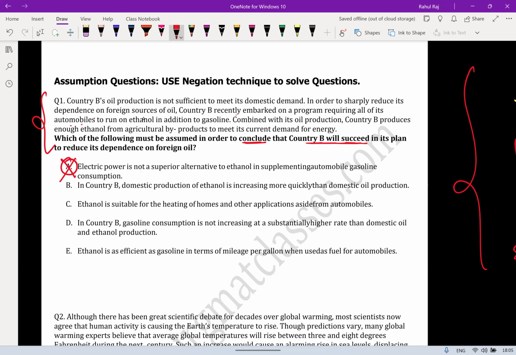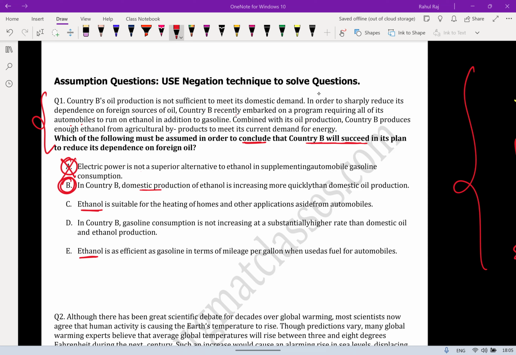Okay. B says in country B domestic product. I'll come down to B for sure. Wait. Let's look into C and E. Who has marked C and who has marked D? A lot of you have marked C and E. You don't have to bother, man, please. So there's a C, C, B, C, C. Sanjana is C and E.